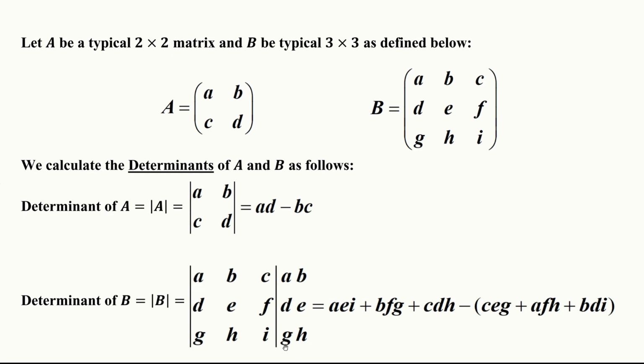So first, going from left to right like this, AEI, you add to that BFG, and then CDH, like that. And then you take away from that each of these products going the other way. So CEG, AFH, and BDI. Now, we put this in a parenthesis like this because this minus needs to be distributed. So basically, it's going to be minus CEG minus AFH minus BDI.